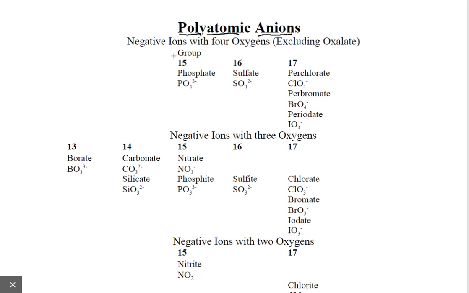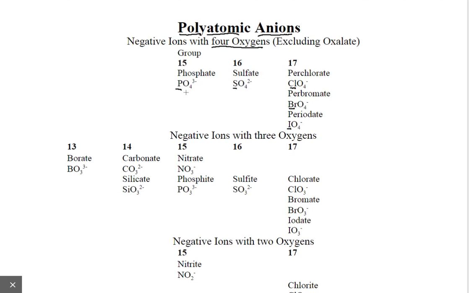So what we have first is listed by their group on the periodic table. These are the ions with 4 oxygens in them. So you'll see everything has O4 as the second part. The first part is made up of one of the nonmetals from the periodic table. So we have phosphorus, sulfur, chlorine, bromine, and iodine. Each have polyatomic anions that have 4 oxygen atoms in them.